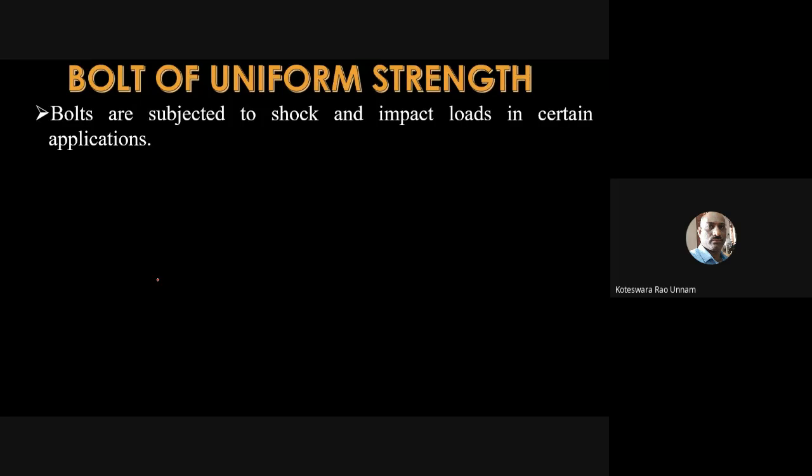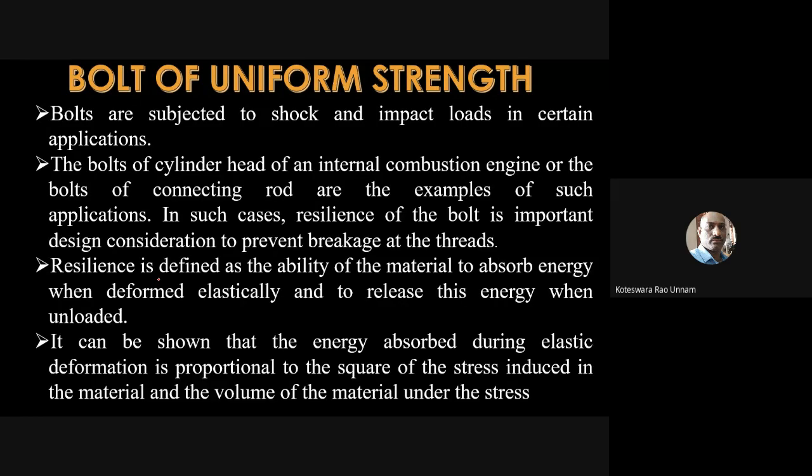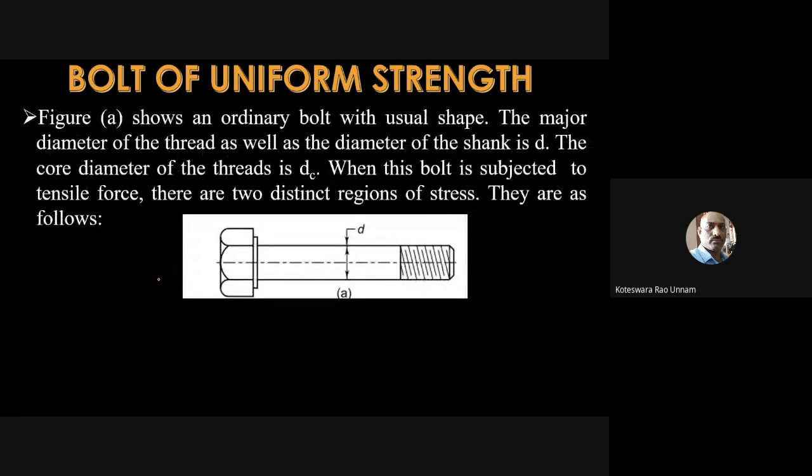Then we have a topic which is called bolt of uniform strength. So what is the meaning of this bolt of uniform strength? I'll show that here. You see that here, you have a bolt. This bolt doesn't have uniform strength. What is the meaning of that statement? I'm saying that this bolt is not having uniform strength. Why is it not having uniform strength?